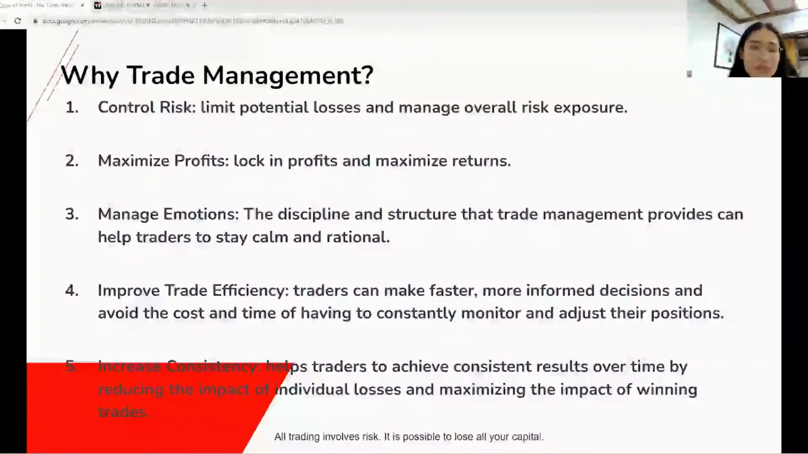So in summary, trade management is important regardless of what trading strategy you use. If you're interested in using the total trading strategy, it's important to implement your own trade management as well.